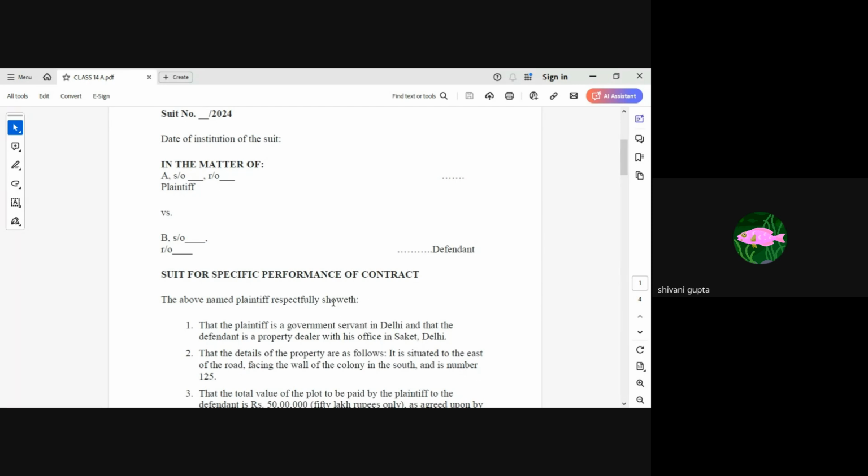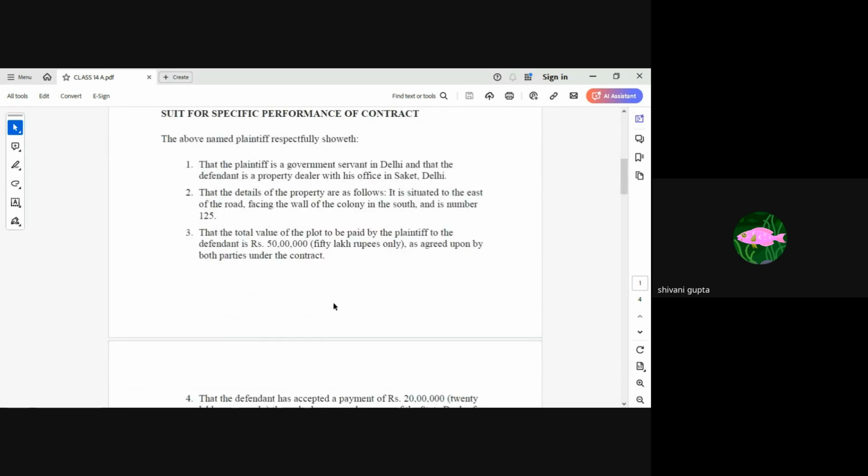Okay. Now comes another part, that the plaintiff respectfully shows. The above-named plaintiff respectfully shows that the plaintiff is a government servant. Now they will provide their details: what they do, what the subject matter is, why they approached the court, what the cause of action is, and what legal reliefs they are seeking. We will discuss the plaintiff in detail now. The plaintiff is a government servant in Delhi, and the defendant is a property dealer with an office in Saket. So these are the details about the plaintiff and the defendant both.